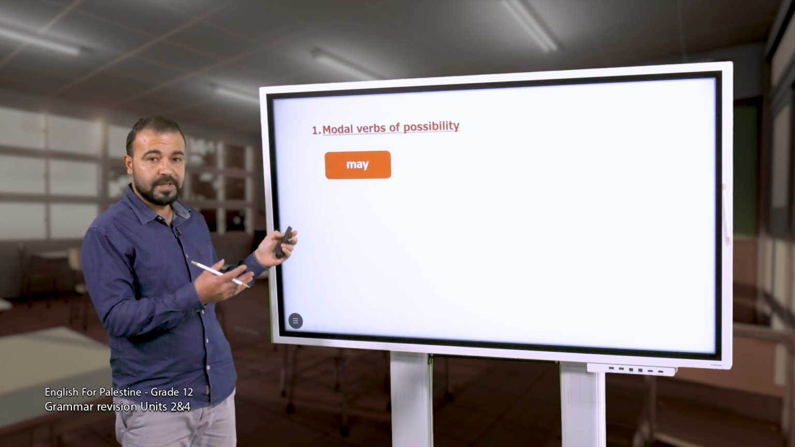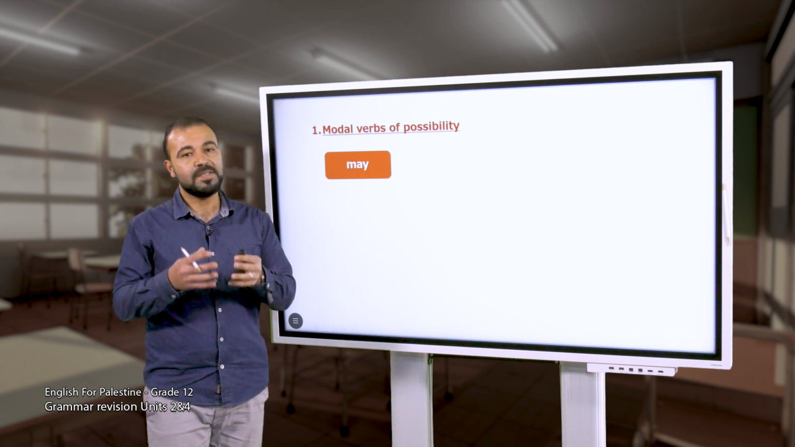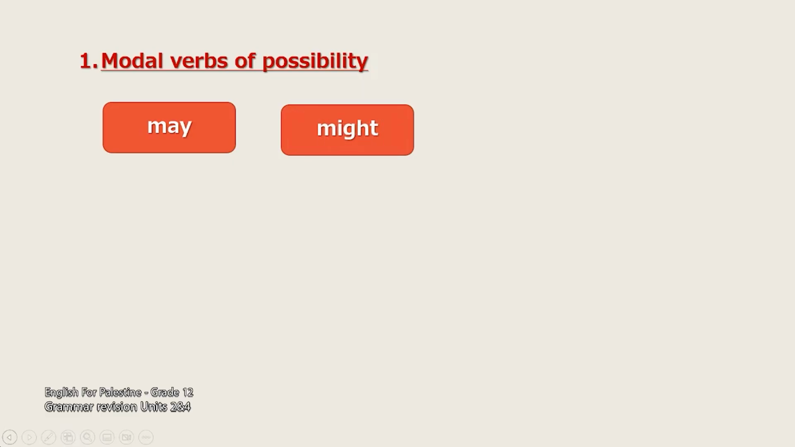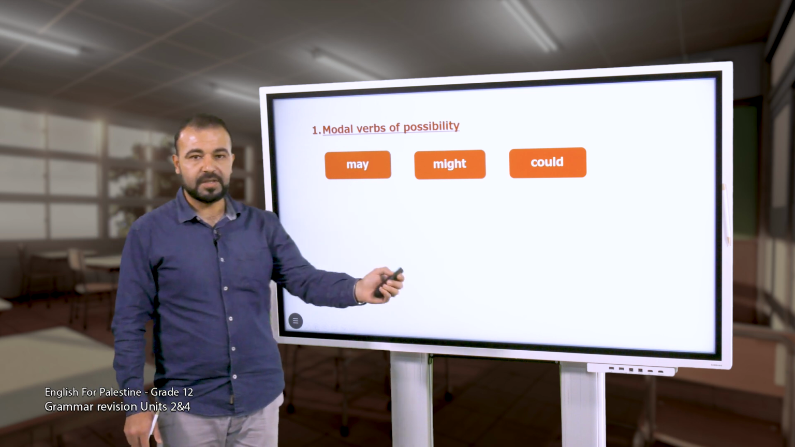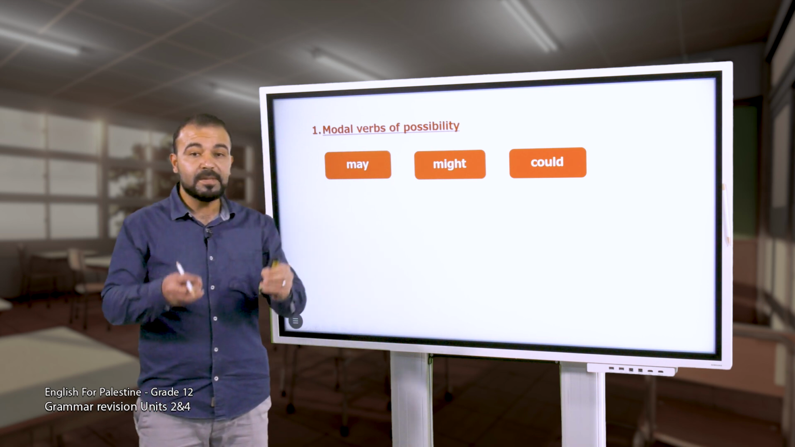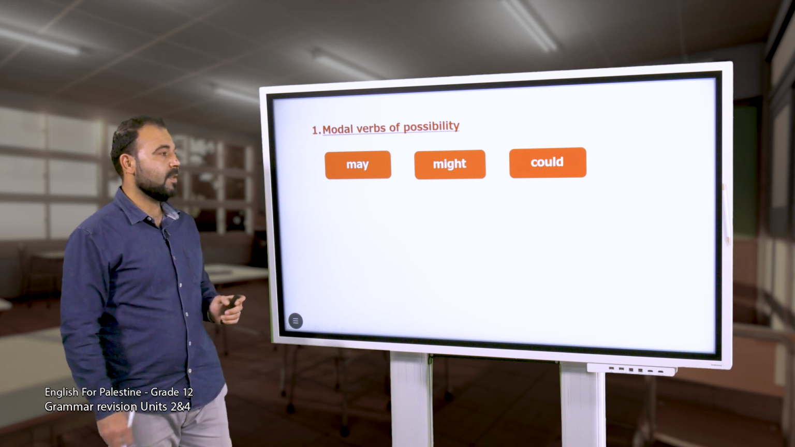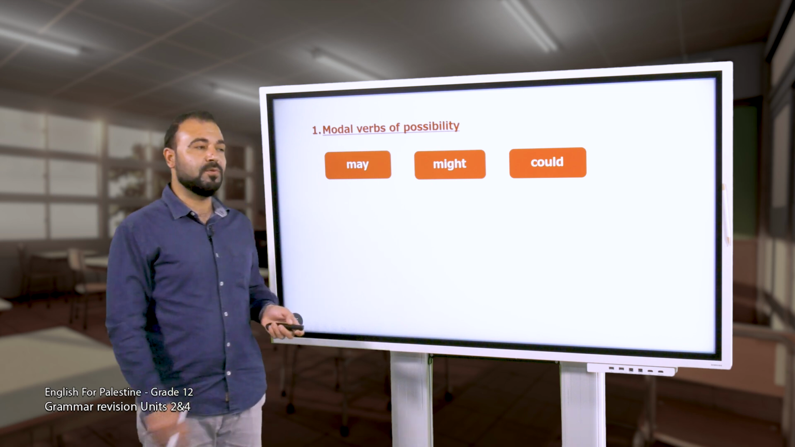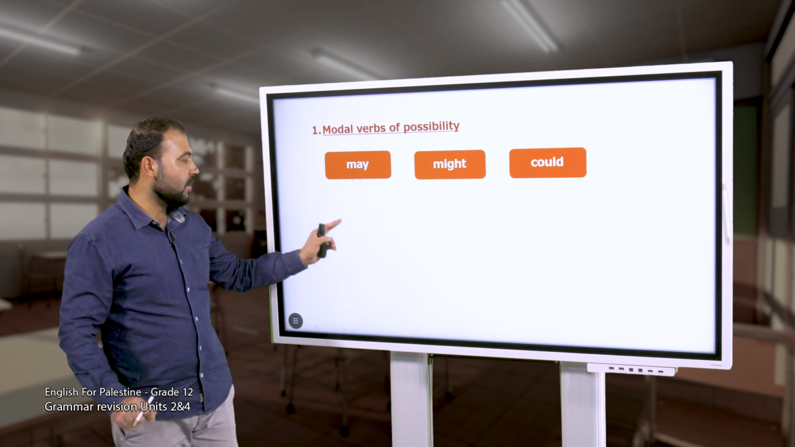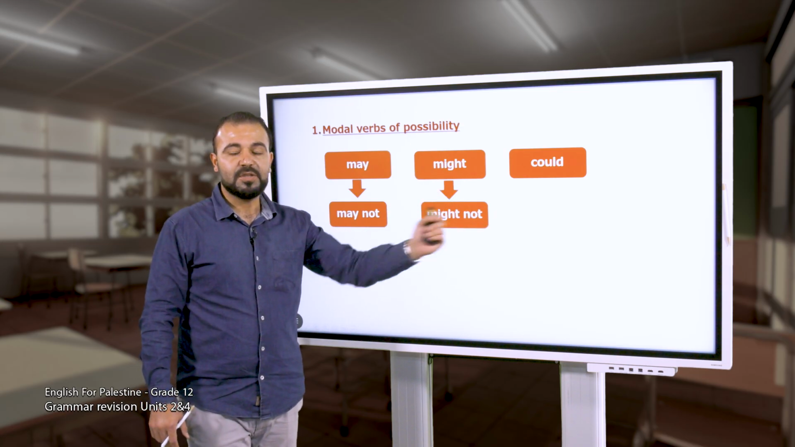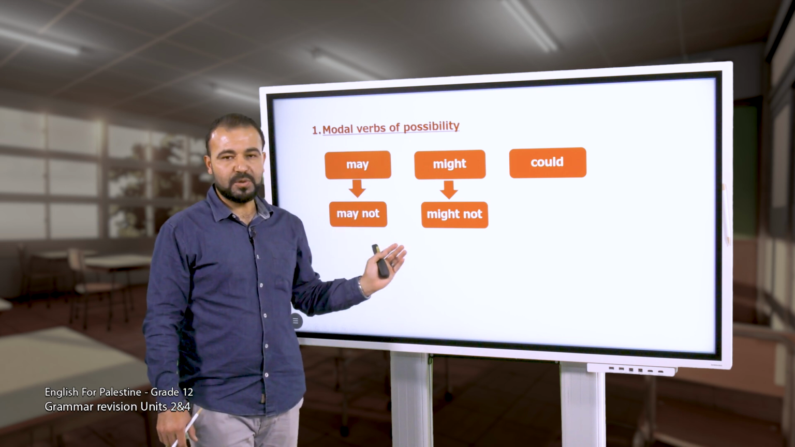We have 3 modal verbs that express something which is possible to happen in the future: may, might, and could. We use may, might, and could to express something possible in the future, in the affirmative form, affirmative sentences. When we want to express a negative possibility in the future, we just use may not and might not. What about could not? Could not doesn't express a future possibility.